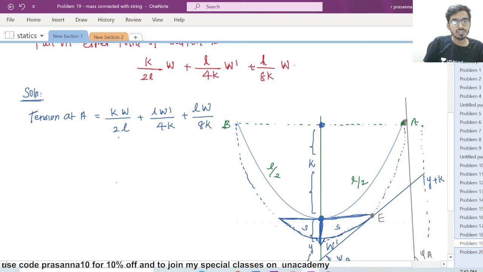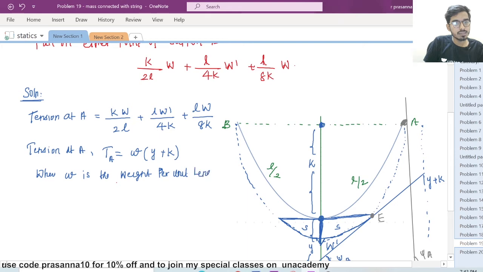right? So what is the formula for tension at A? Same as the previous problem. T is equal to wy is the formula, but here y is y plus k. So w times y plus k, right? This is the tension at A, where small w is the weight per unit length.